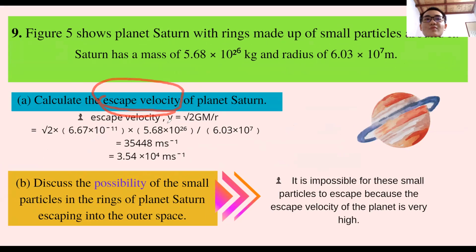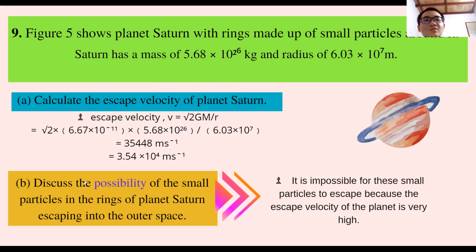Escape velocity, we use the formula V equals square root of 2GM over r. Substitute in the values: G, gravitational constant, M, mass of Saturn, get the value here. Radius r, radius of Saturn. Then we get 3.54 times 10 to the power of 4 meter per second.